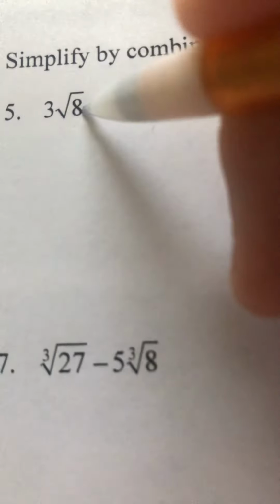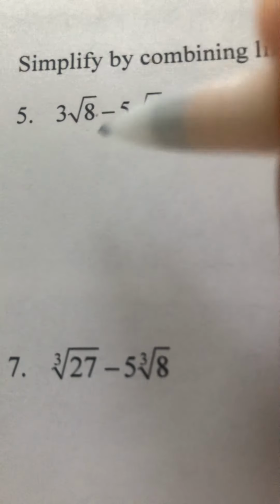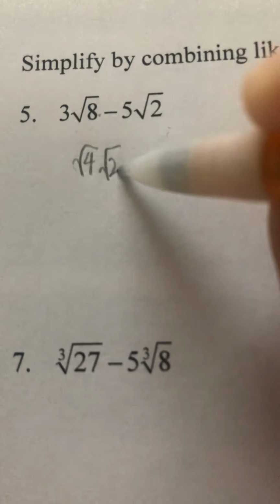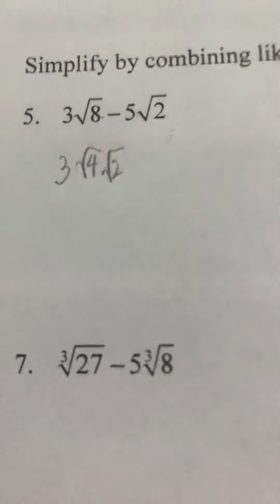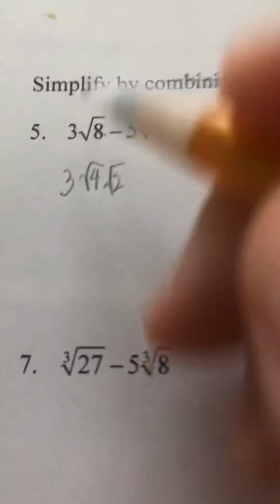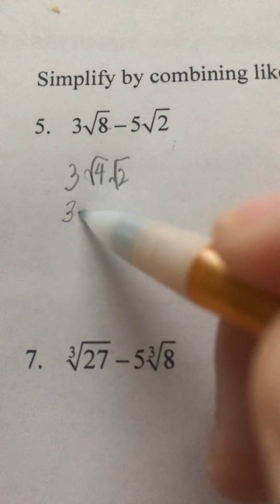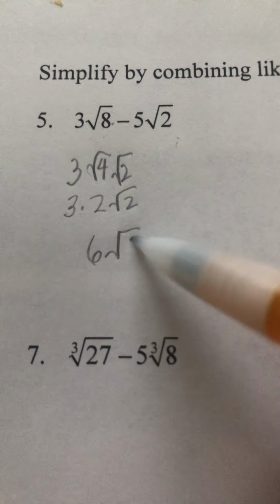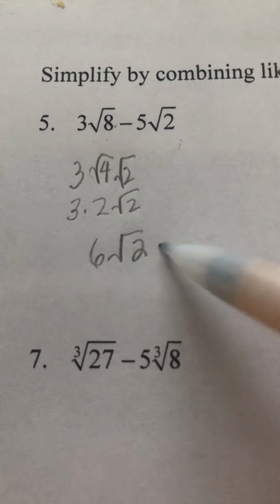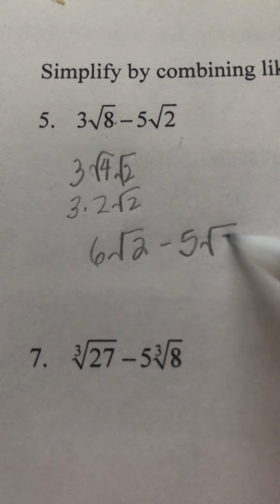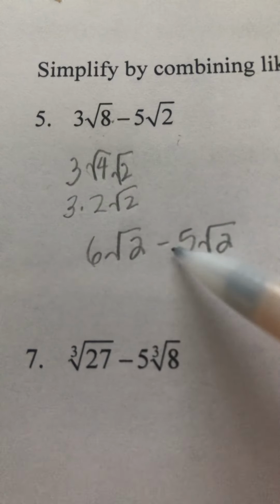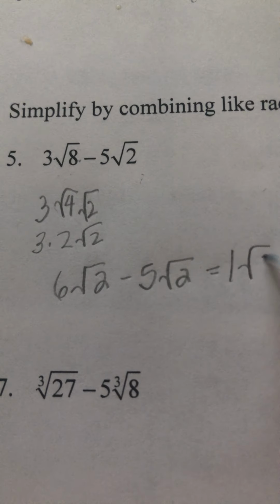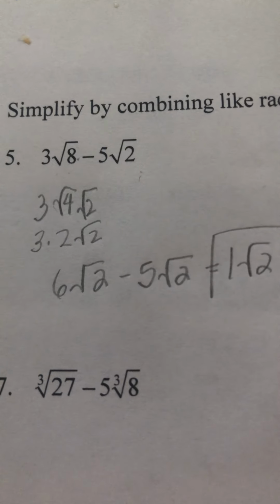So remember, when you simplify this, you're looking for the largest perfect square in there. So root 8 is root 4 times root 2. You have that 3 out in front. So root 4 is 2. So you have 3 times 2 times root 2. So it's 6 root 2, multiply those, minus 5 root 2. So you're doing 6 minus 5 and keeping the radical piece the same. So it's just 1 root 2 or root 2 because the 1 is implied.